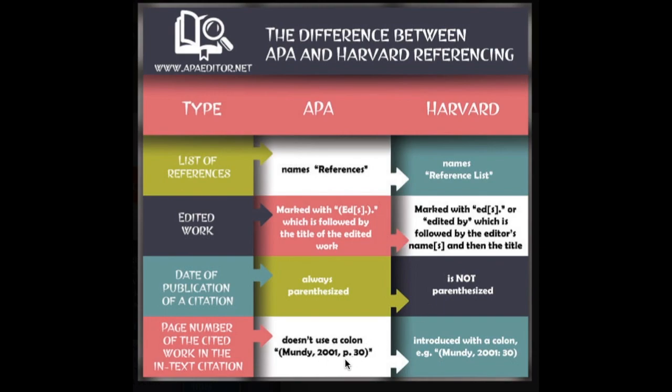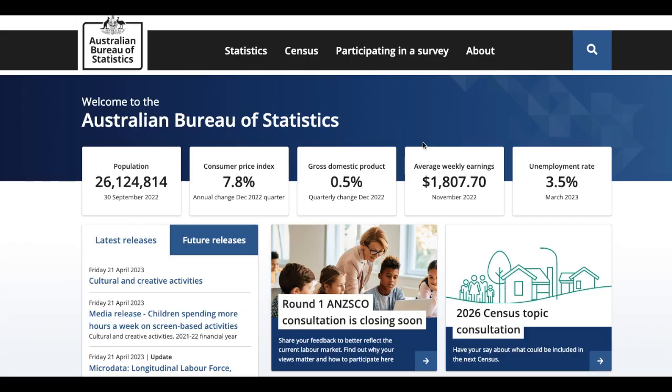And then down here you can see when you're doing in-text citations, which we're not worrying about, that's a different video, you can see the differences here as well. So that's the difference between APA and Harvard style. Now, how do we actually do this?